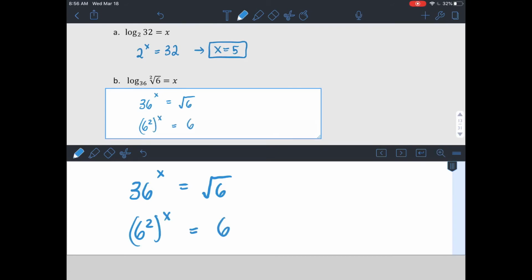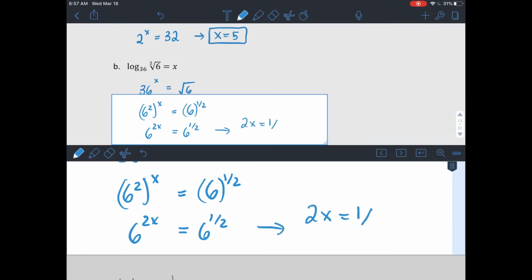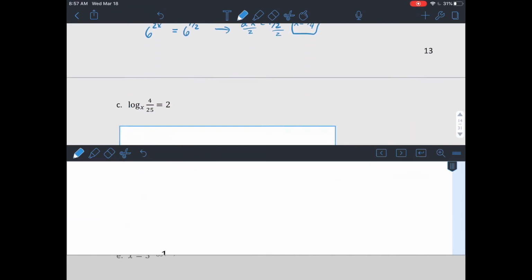Like yesterday, let's rewrite them with the same base. So square root of 6 is 6 to the 1/2, 36 is 6 squared. Then we can multiply our exponents and have 2x equals 1/2. So that would mean that if you divide by 2, you're going to have x equals 1/4. Those were both looking for the exponent.